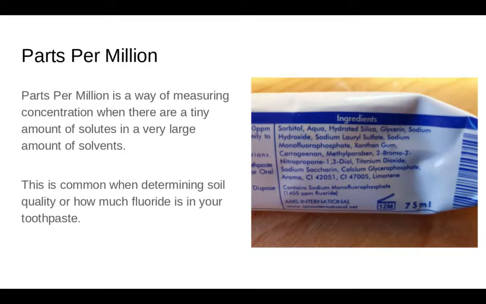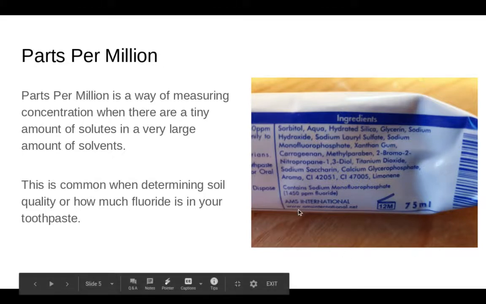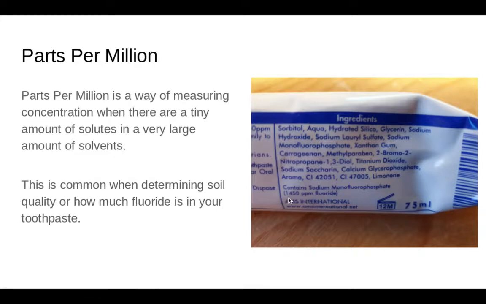So this is common when we want to find soil concentration, because in soil, where plants grow, you can have a lot of soil and there might be just a few fragments of minerals like nitrogen and phosphorus that plants need. So we can do it when we're trying to calculate soil quality, or also fluoride in your toothpaste. Fluoride is very important for the health of your teeth. However, too much fluoride will kill you. So we only want a really, really, really small amount of fluoride in our toothpaste. And if you look at your toothpaste right now, all of them will have the amount of fluoride they have in parts per million. So here we can say 1,450 parts per million of fluoride.